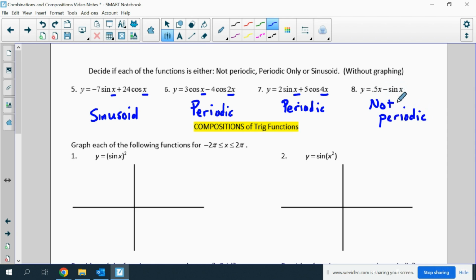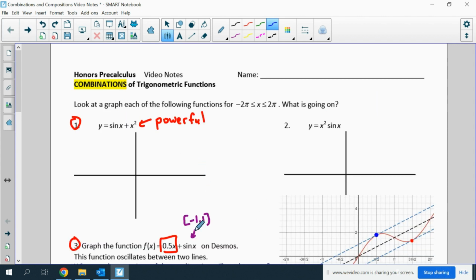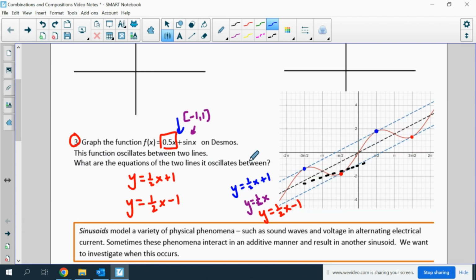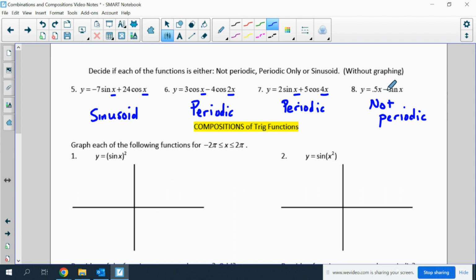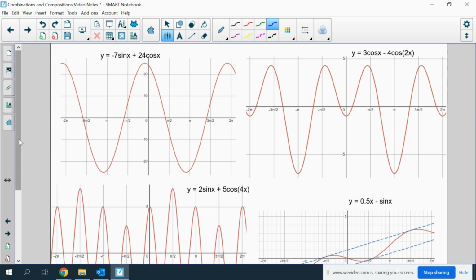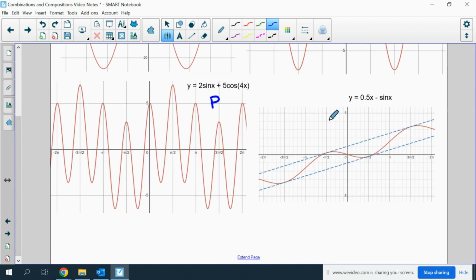And the reason it's not periodic at all is because, notice this is like a line that has a minus sine x. We did something like that earlier up here. And that wasn't periodic because it grows as you get. It's following this line, y equals 1/2 x plus 1. This one would be following the line 1/2 x plus or minus 1 again. It's just going to shift around a little bit. So looking at the graphs just to confirm what's happening, we have periodic and sinusoidal. This one's just periodic. This one's just periodic, and this one is not periodic.